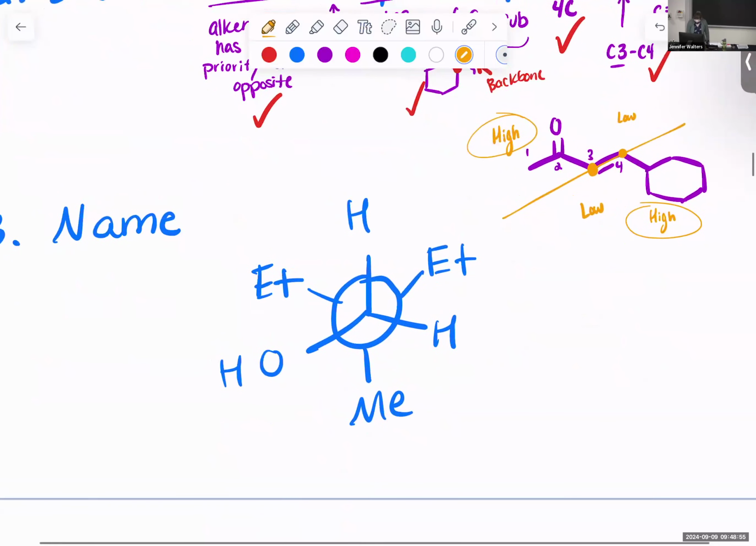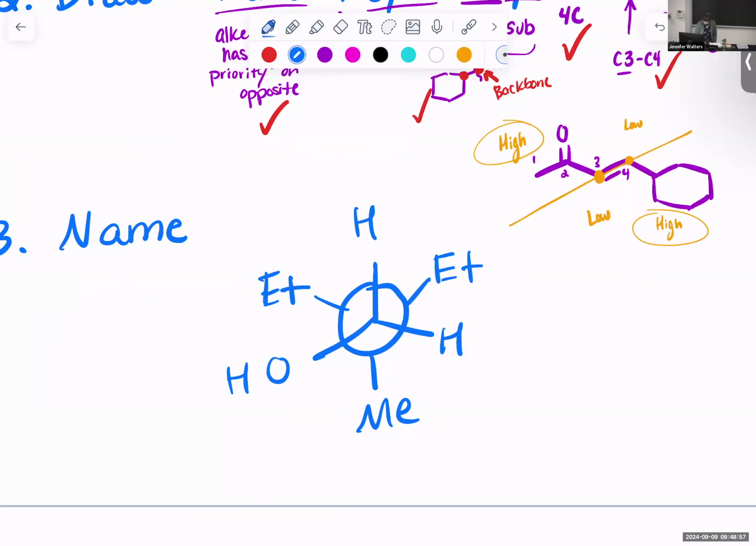Okay, all right, this last one. There are two ways of going about this. You could either just name it directly, or you can convert it into a line diagram first and then name that. Personally, I find that easier, especially starting out, I think it's easier to go from the Newman. This is the Newman projection. And we're gonna go from the Newman to the line diagram.